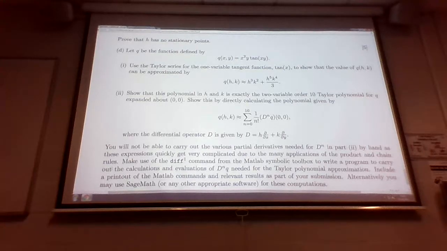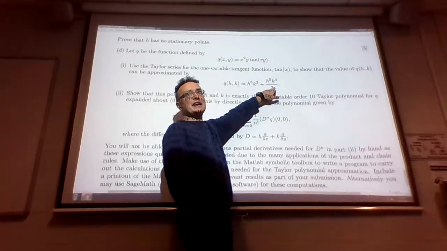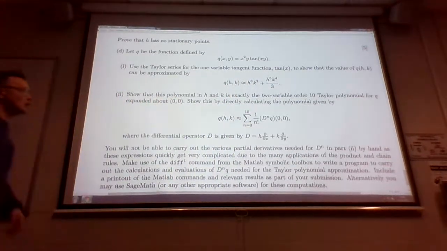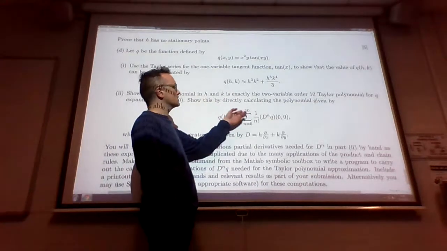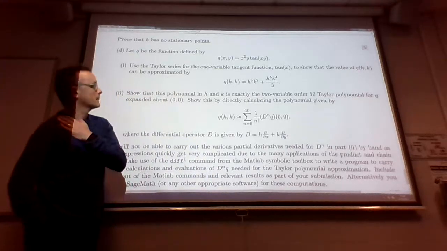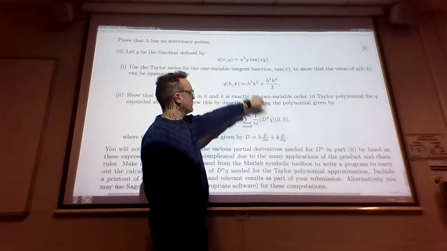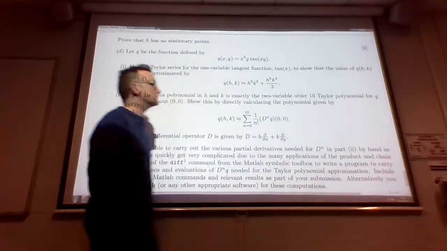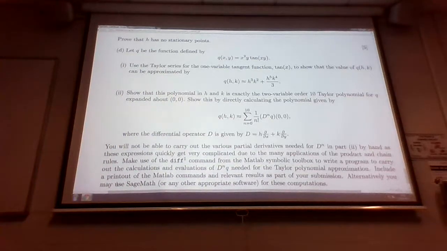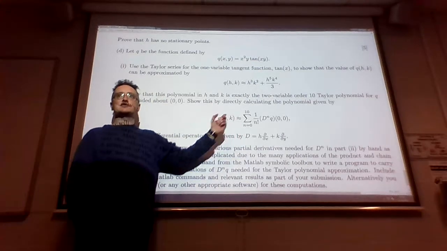But then in part 2 of that, I want you to verify that this, in fact, is the Taylor approximating polynomial for this function q, up to where you include all terms up to and including order 10. Okay, so we've got an order 5 term here, h cubed k squared, that's order 5. And then we've got an order 9 term here, h^5 k^4.